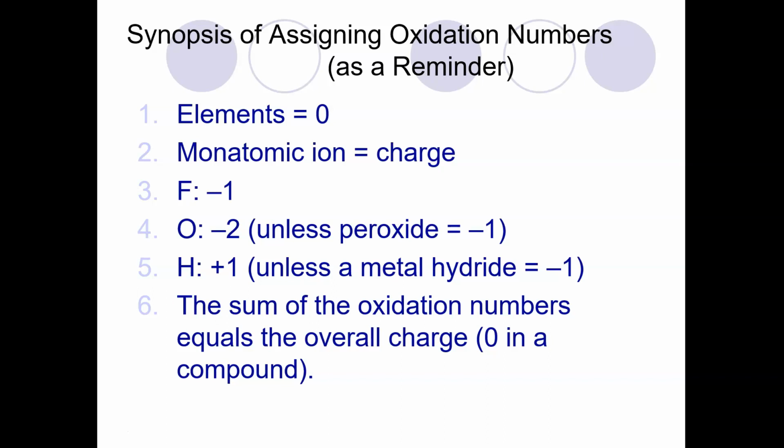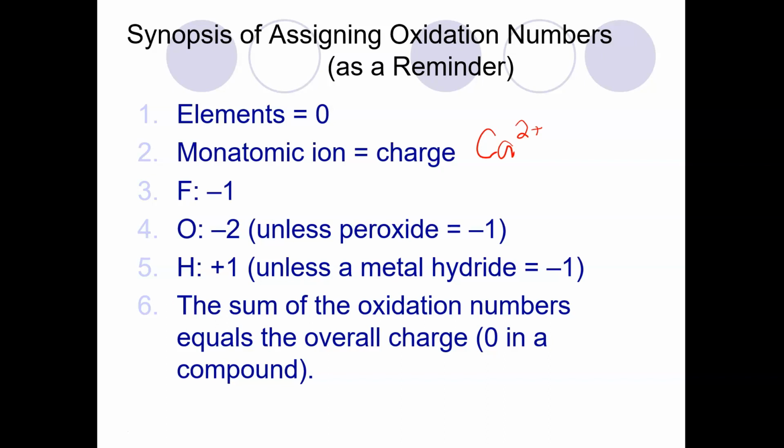A monatomic ion is something like this. So it's mono, 1, atomic, atom. So one atom that's an ion, one atom that has a charge. Its charge is the same thing as the oxidation number. So in this case, calcium 2+, or +2 if you want to say it that way, is the oxidation number. Okay. I'm going to come back and talk about 3, 4, and 5 in a second. Number 6 says the sum of the oxidation numbers equals the overall charge, 0 in a compound.